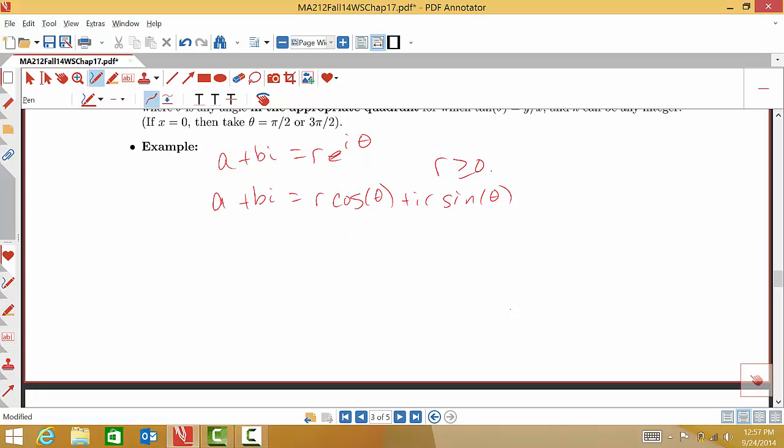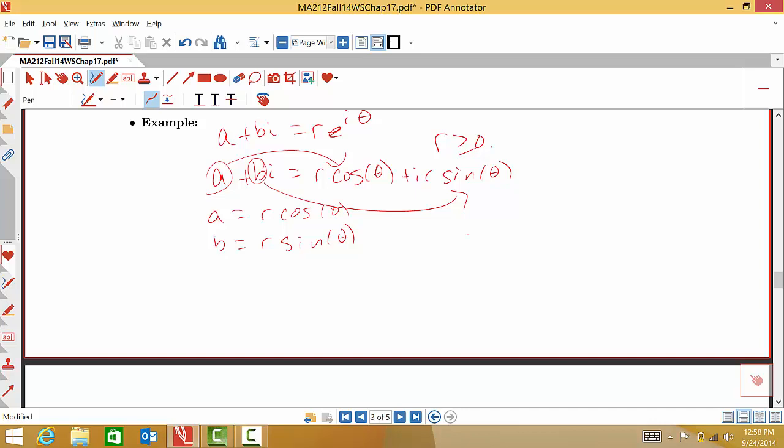So what does this say? This says that my a must be r cos theta. My b has to be r sine theta. I'm just equating: here's the real part, it has to match that; here's the imaginary part, it has to match that.